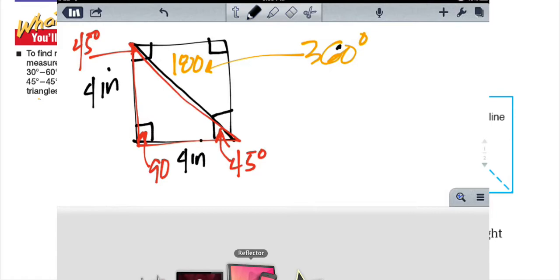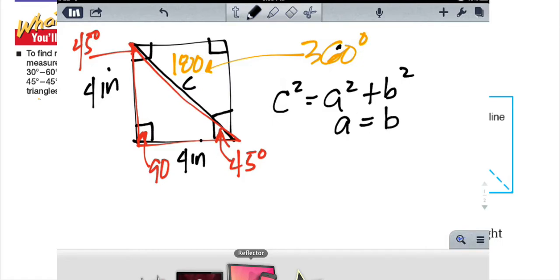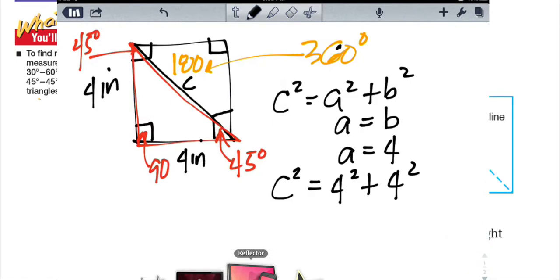to find the measure of our hypotenuse, which is c in this case, let's use the Pythagorean theorem, which is c squared equals a squared plus b squared. And in a square, a is always equal to b because all the sides are congruent. So in this case, if a is equal to 4, substitute the value. c squared is equal to 4 squared plus 4 squared, or c squared is equal to 16 plus 16. c squared is equal to 32.